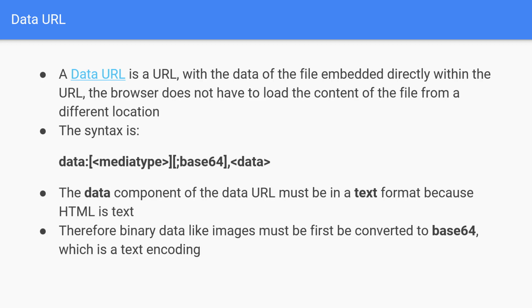A data URL is a URL with the data of the file embedded directly within the URL. The browser does not have to load the content of the file from a different location. The syntax is as displayed here. The data component of the data URL must be in a text format because HTML is text. The media type defines the MIME type of the data. Therefore, binary data like images must first be converted to base 64, which is a text encoding.